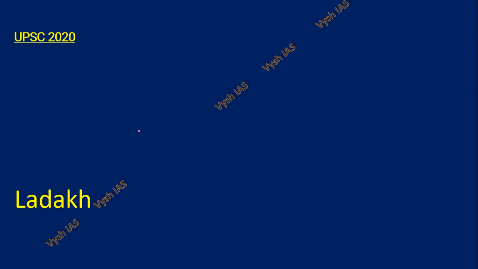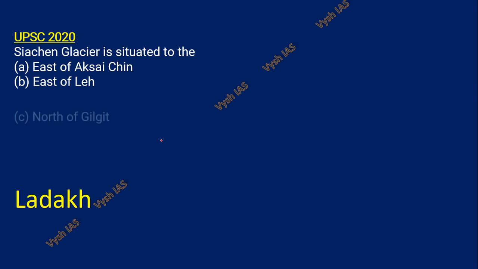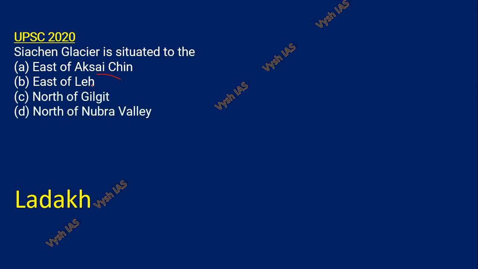Other people in the exam hall will think this is a very difficult question. Okay, so they're just asking you where the Siachen Glacier is situated. To the east of Aksai Chin, to the east of Leh, to the north of Gilgit, and to the north of Nubra Valley. If you don't know these four places on the map, that means you are a very, very poor UPSC aspirant.